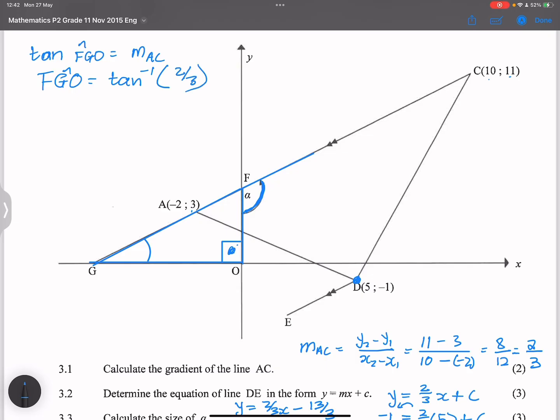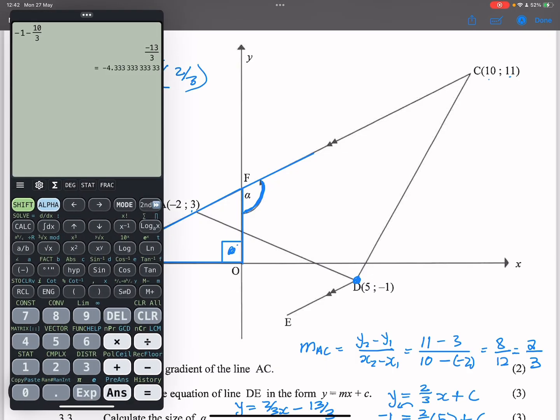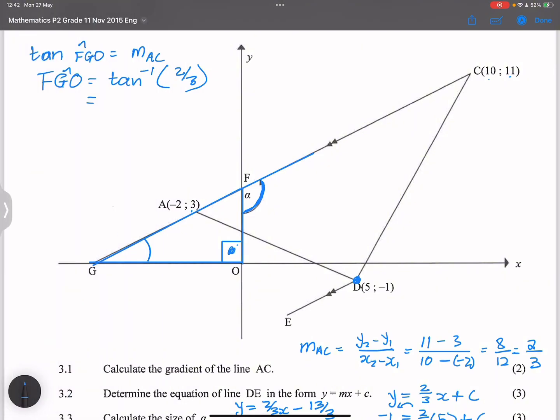Right, so let's find out what that is. So that's shift tan of 2 over 3. So there it is. That's 33.69. So that's the size of that angle, 33.69.